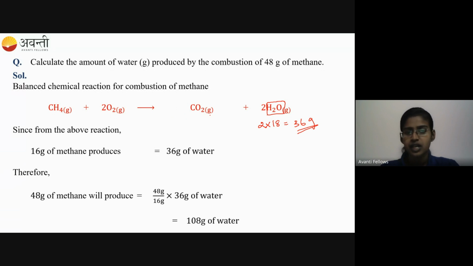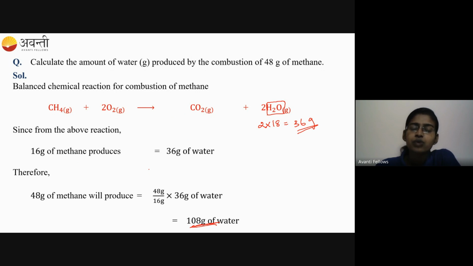Did you get 96? 96 is wrong, right? So just cross multiply, you will get 48 into 36 by 16. So the answer is 108. So 108 gram of water is produced from 48 gram of methane. Okay, so it is 108.